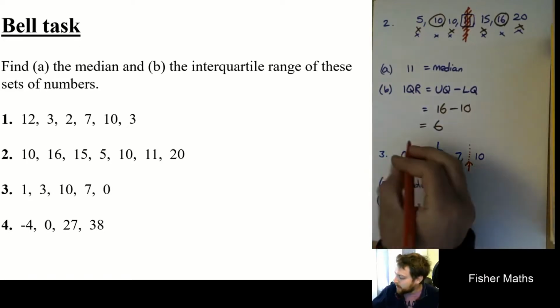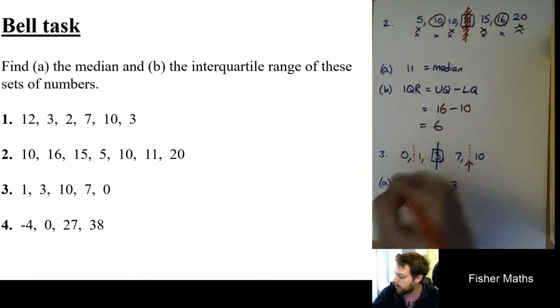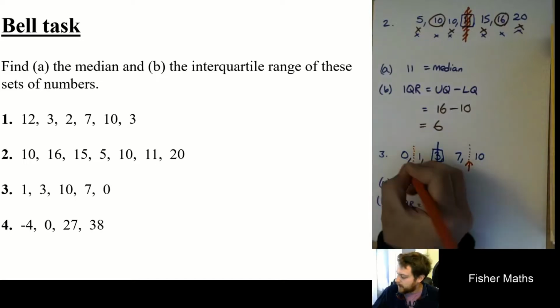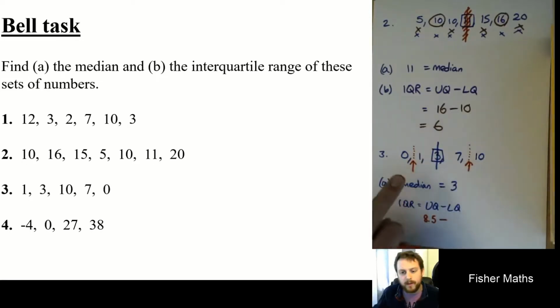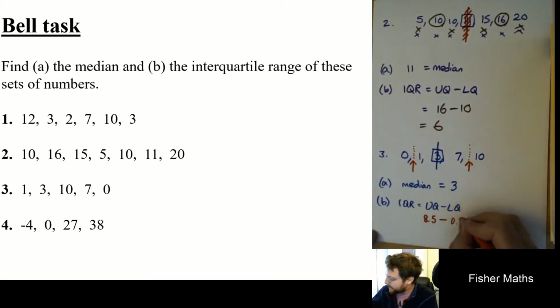And then you've got to go halfway between 0 and 1 for your lower quartile. Because if you think about it, we've just been left with 2 numbers in the middle. It's what we started with, but there's nothing to cross off. We just have those 2 numbers left, and we have to go halfway between them to get the median. So halfway between 0 and 1 is 0.5, and that gives us an interquartile range of 8.